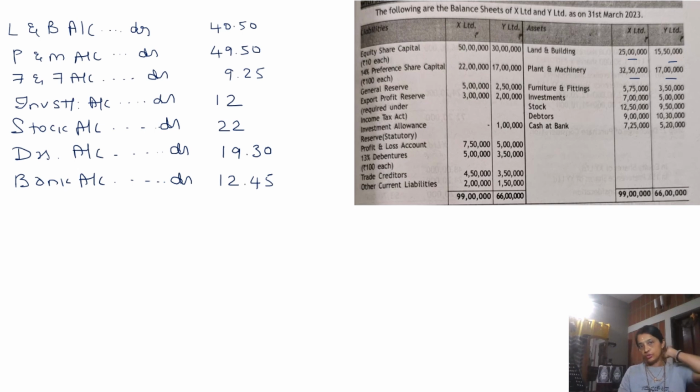So you pass all the debit entries, that is all the assets. Once you pass all the assets, you leave 2 line space, you write to the statutory reserves, two important statutory reserves which need to be maintained post amalgamation. Which are those two statutory reserves? One is the export profit reserve, another one is the investment allowance reserve.